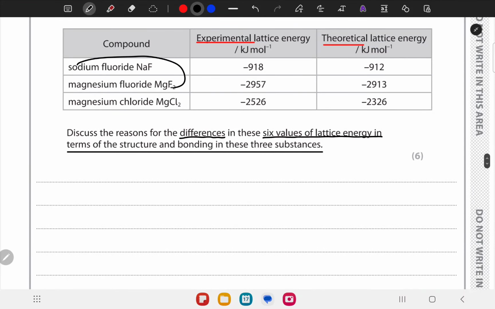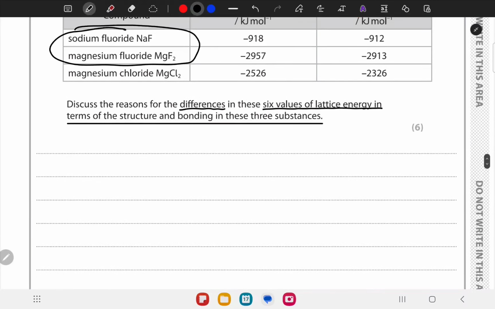In the first 2 compounds, between the first pair, the anion is the same while the cation is different. The magnesium ion is smaller than the sodium ion, so it has a greater polarizing power or greater charge density as well. So it has a higher polarizing power. So if we begin right there.